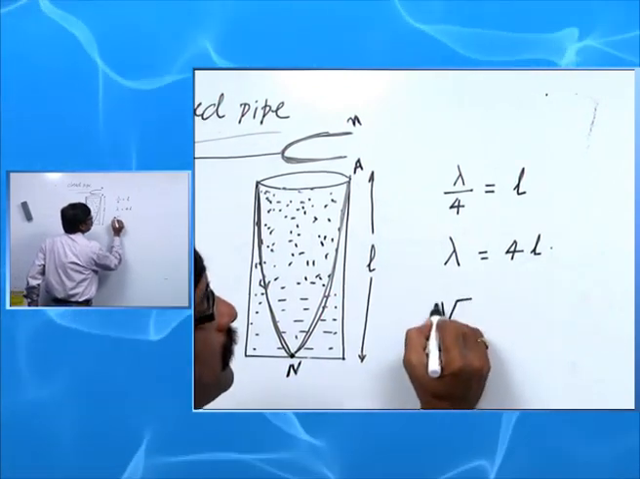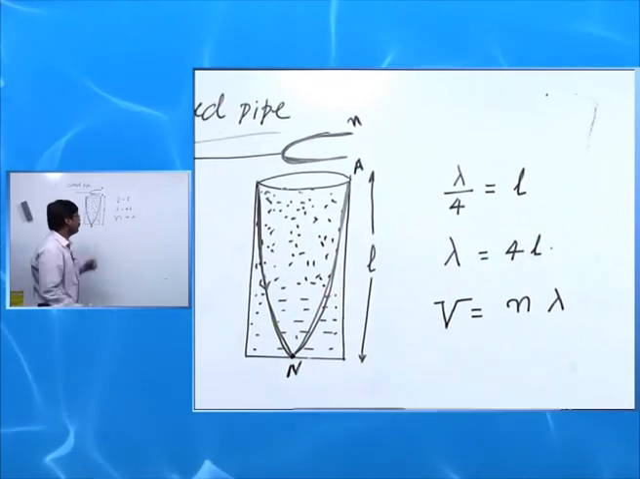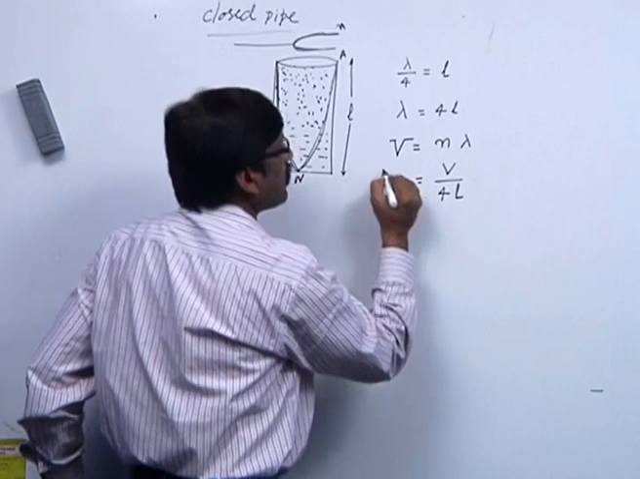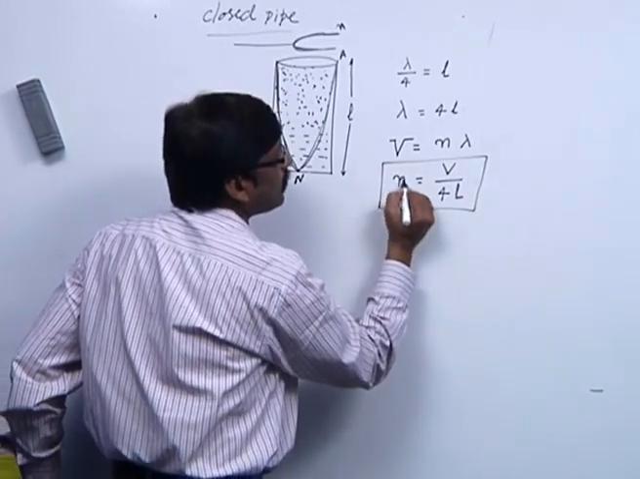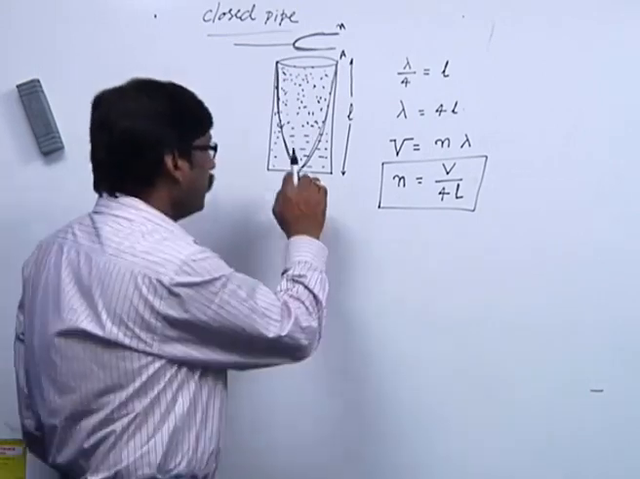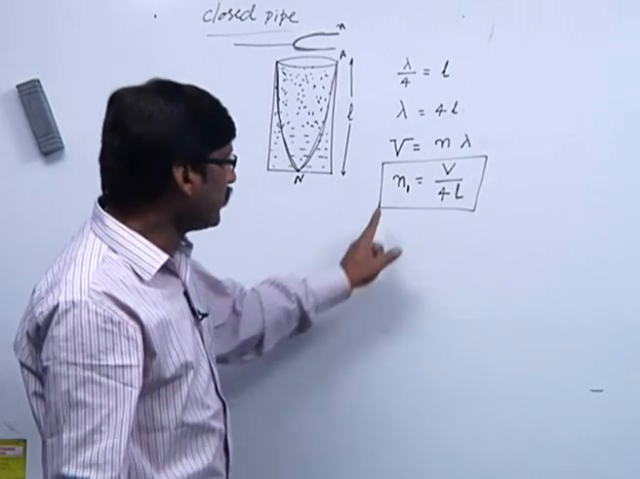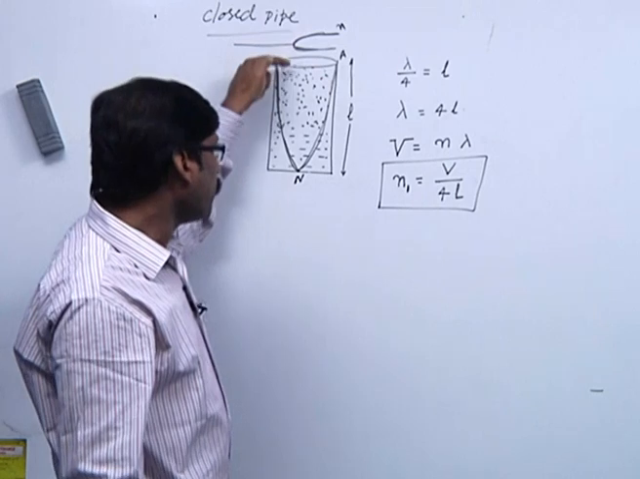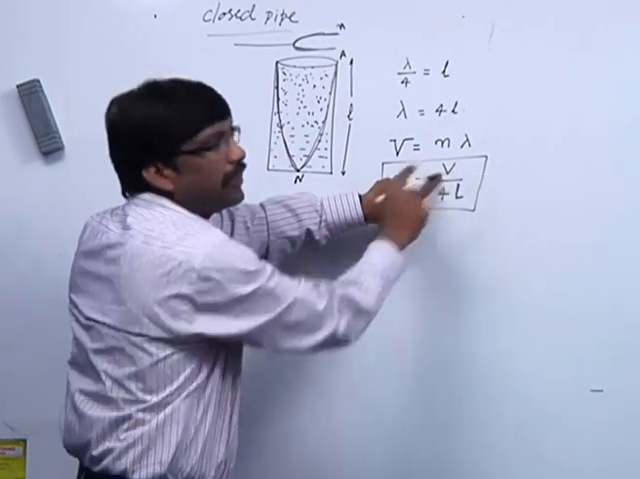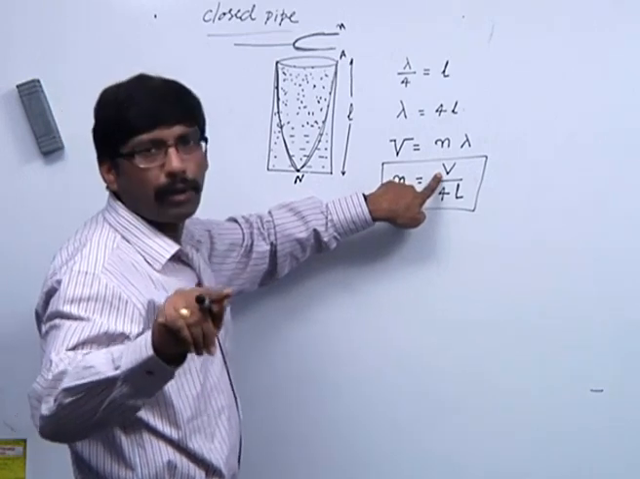And we know that V is equal to n lambda, so n is equal to V by lambda. What is lambda? 4L. This is the frequency of the vibrating air column in the first mode. We can call it the fundamental mode. Let us call this N1. Here V is the velocity of the longitudinal wave traveling along the air column. In the earlier classes we have calculated this V, where V is equal to root of bulk modulus by density, which is also equal to root of gamma p by density.